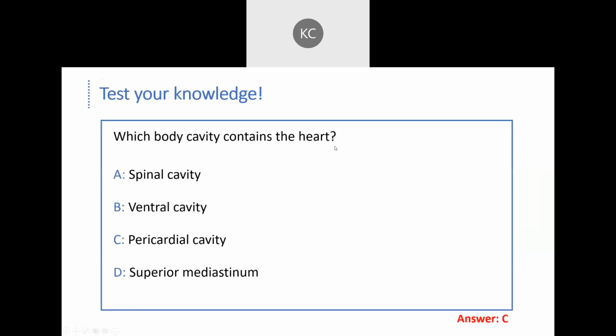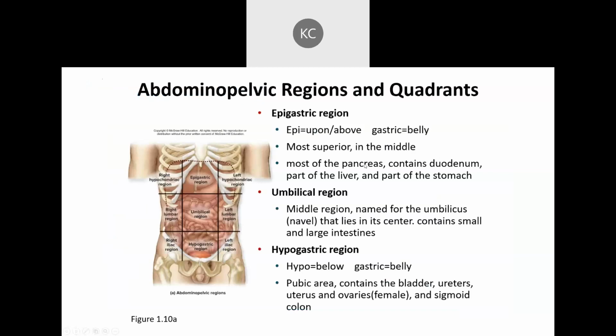All right, we're going to stop here and we'll pick up in the next part talking about abdominopelvic regions and quadrants.